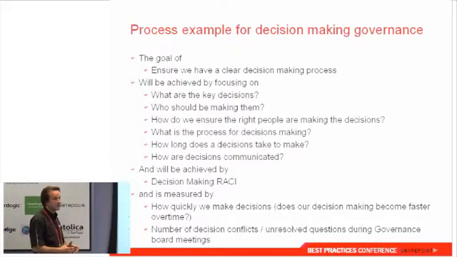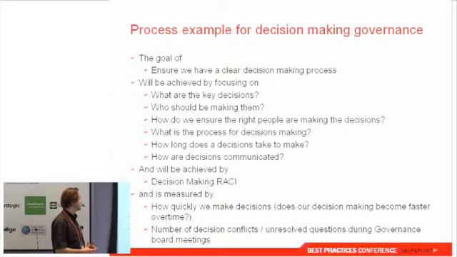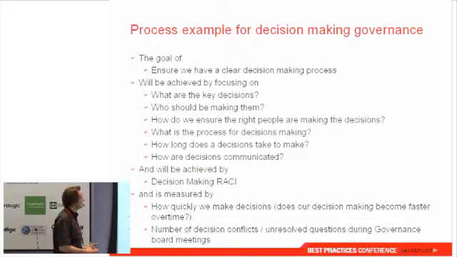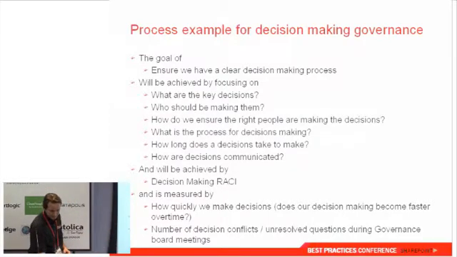We're going to achieve that by creating a decision-making RACI, and the success of that will be measured by how quickly we make decisions, and does our decision-making become faster over time? Are we learning from it? And then how many decisions are still open or unresolved? On a periodic basis, we should be going back to this and just challenging: this is how governance is working.